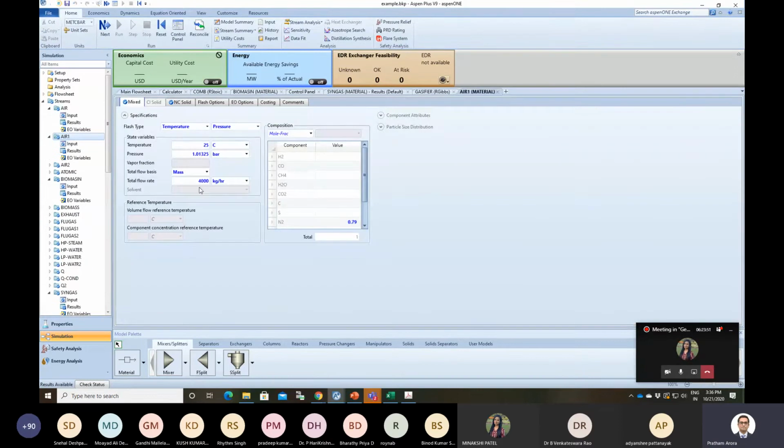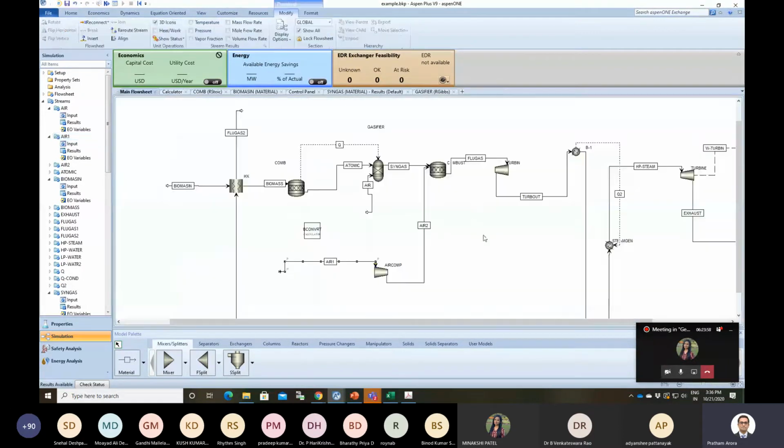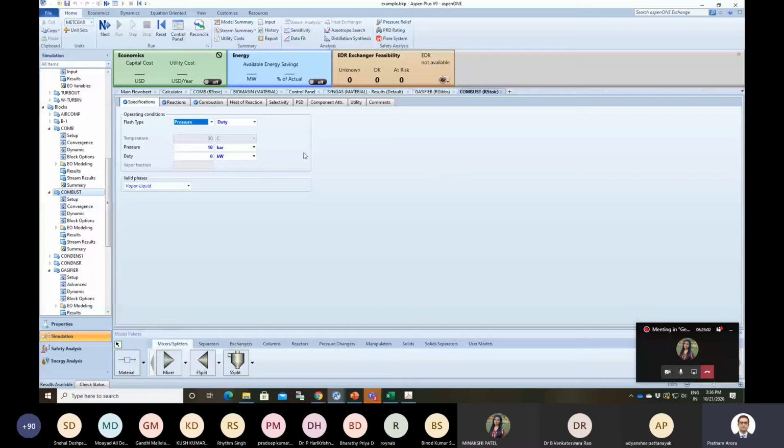So I provide in 4000 kgs of air as well. I give in the composition in terms of nitrogen and oxygen, and this reaction is the combustion reaction. I haven't given a temperature, but I've given a pressure of 10 bars because these kinds of boilers are normally on high pressure. The reaction already has an inbuilt feature for combustion reactions. I just press on this, I don't need to give any reaction on this. So it will combust everything.